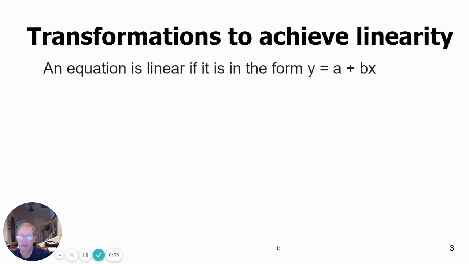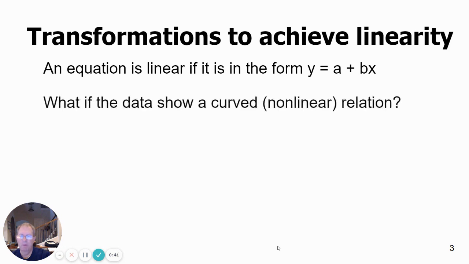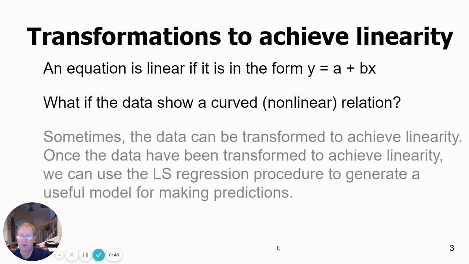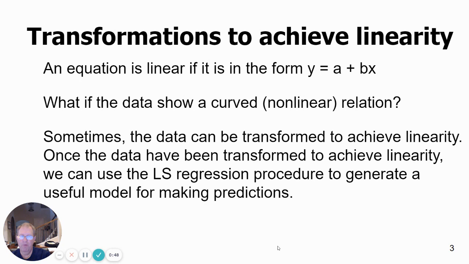Okay. An equation is linear if it is in the form y equals a plus bx. What if the data shows a curved relationship? Well, sometimes the data can be transformed to achieve linearity. Once the data has been transformed to achieve linearity, we can use our least squares regression procedures to generate a useful model for making predictions.